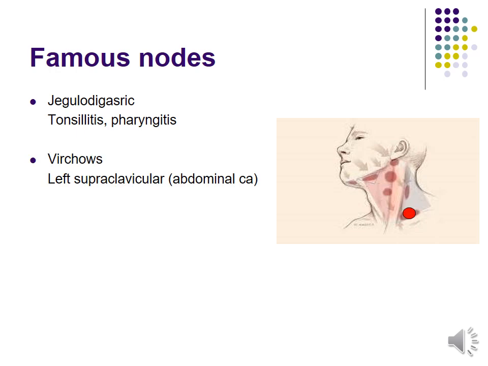Second one is the Virchow lymph node, which is the supraclavicular lymph node, and if it is the left side supraclavicular lymph node enlarged due to abdominal malignancy, we call it Troisier sign.